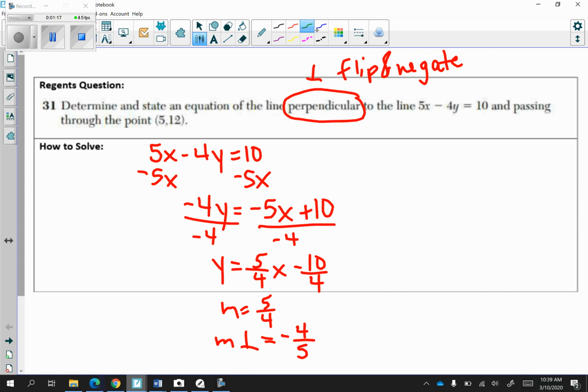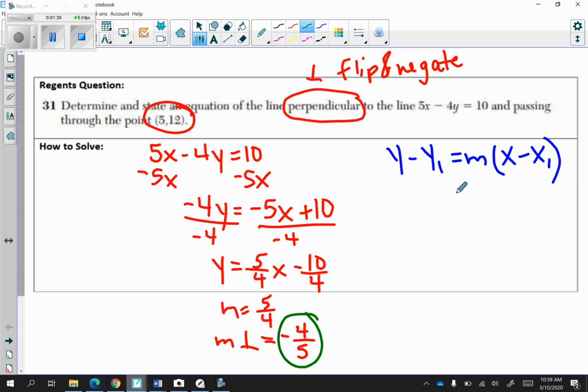Now the next part, it says it has to pass through point 5, 12. So we need to use the point slope form, which is y minus y1 is equal to m times x minus x1. We are going to put in our new perpendicular slope, which is negative 4/5. And then we need to put in our point, which is that 5, 12. So our x value is the 5, so x minus 5. And our y value, or our y1, is 12. And that is our answer.